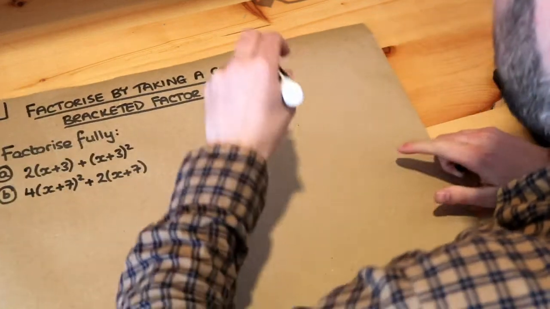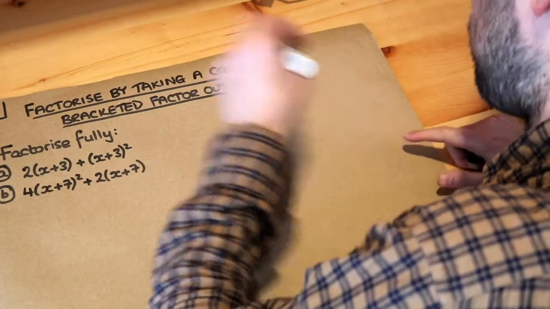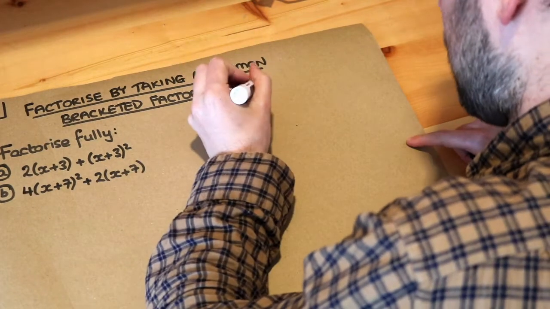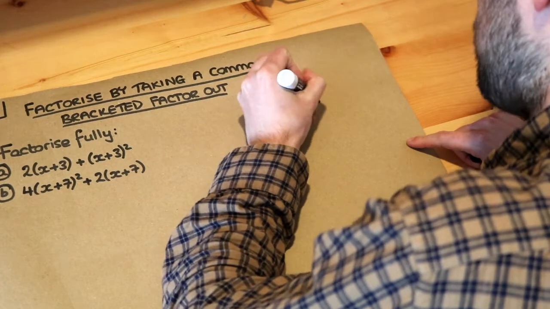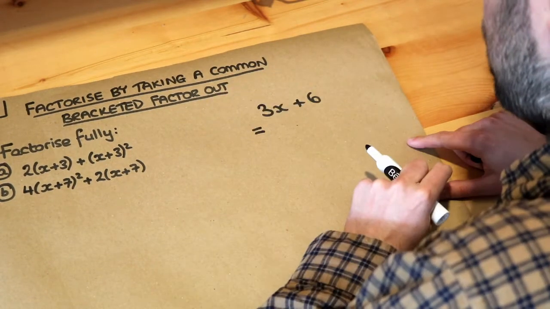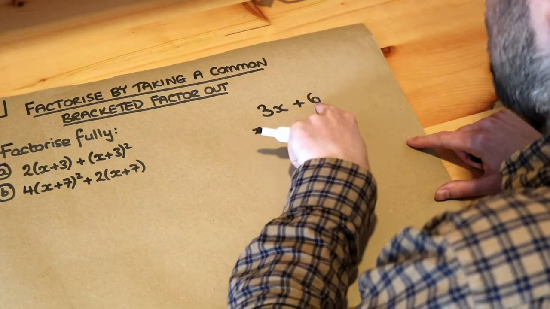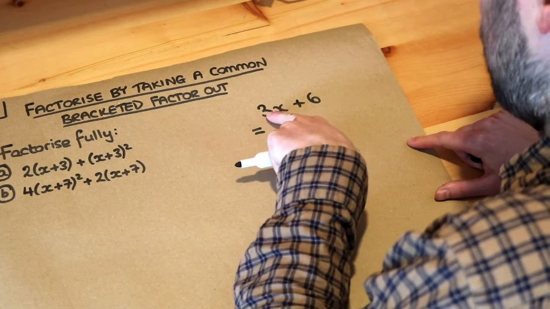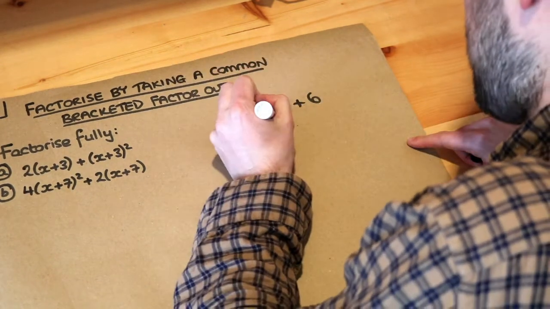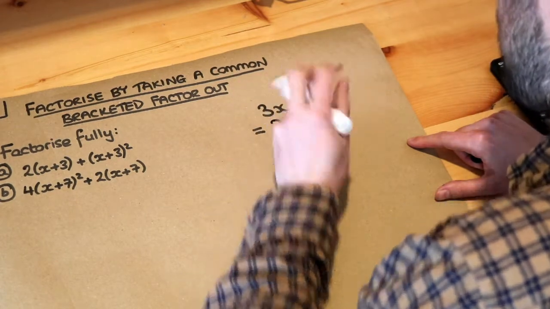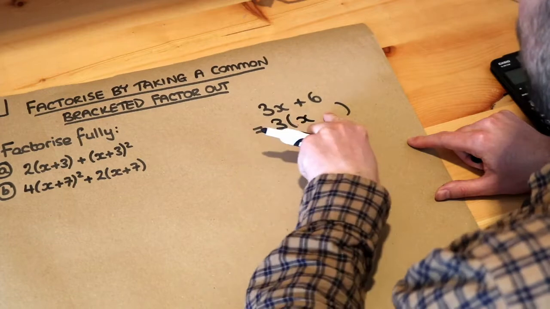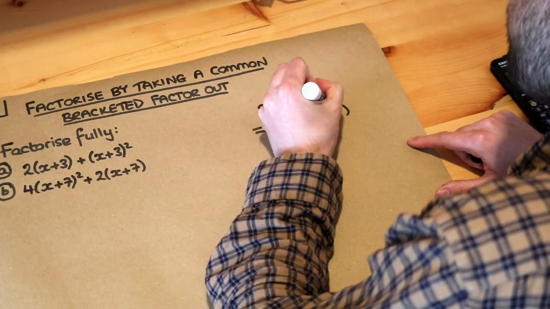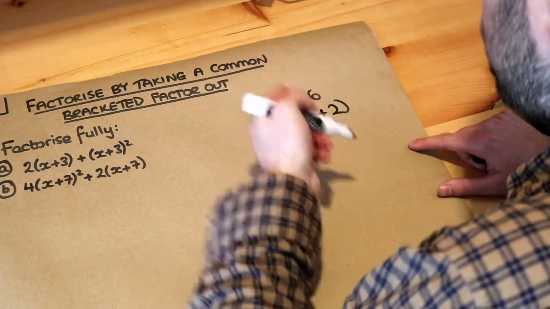Now usually when we factorise things to end up with a single bracket, we might have something like 3x plus 6, for example, and what we do is we look out for a common factor. Well, what's common to this and this? These both have a factor of 3, and you take the 3 out, and then you'd say, well, 3 times what is 3x? Well, it's just x, and 3 times what is 6? Well, it's just 2.